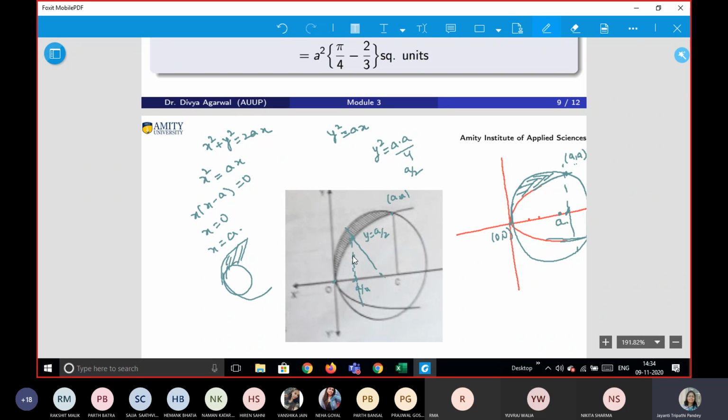And when you try and put the circle from here, you need to know the distance, this height. What is the height of this value? So what will you do? You will put this a by 2 in the circle and find out what is y. Are you getting what I am trying to explain or not? Anyone from the class?